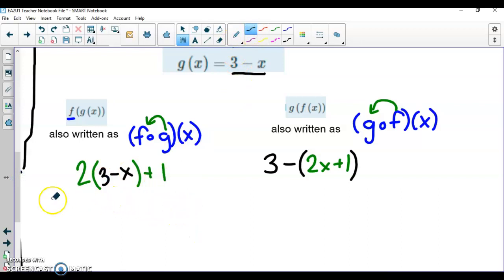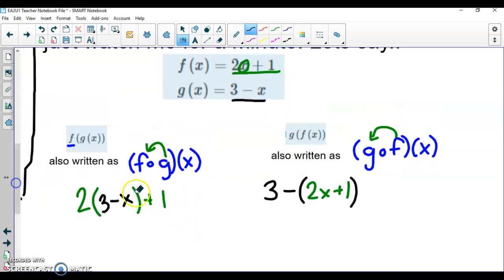Let's say I have f composed with f. So this one's kind of tricky because I see f and I want to plug it into the function f. It sounds confusing. Don't overthink it. Begin with your function f.